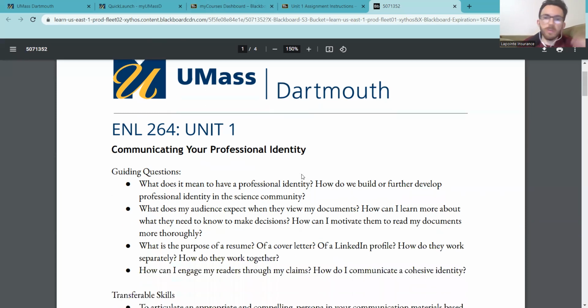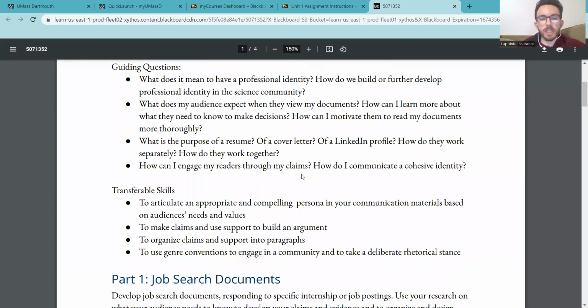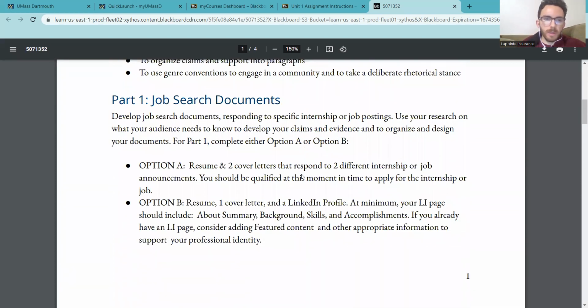All right, so let's scroll down here. Again, I advise all of you to take a look at this assignment sheet. It's right on my courses. But you'll see that there's a couple of different options for this assignment. Option 1, you create one resume and two cover letters that respond to two different internships or job announcements. So basically, you're tailoring these documents to two different jobs, right? You're only creating one resume that ideally speaks to both jobs, and then the two cover letters are going to be separate, tailored to each individual job. So that's part one, or version one of this assignment.